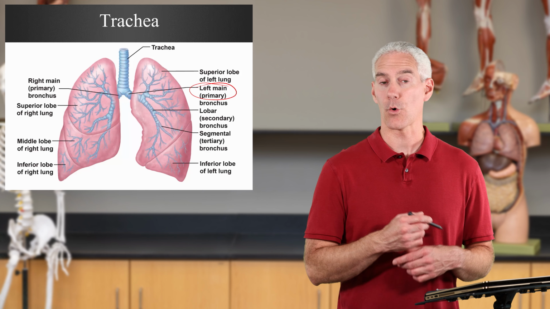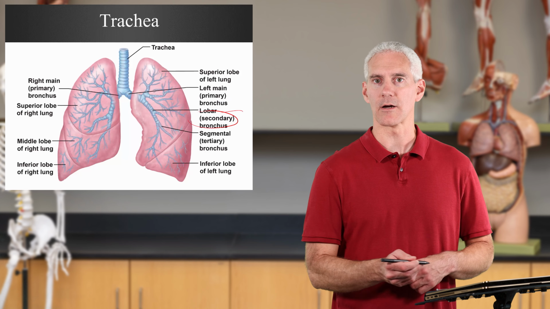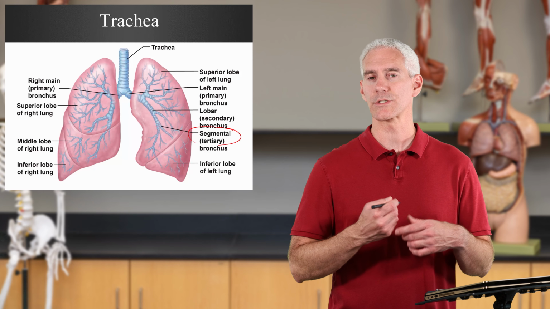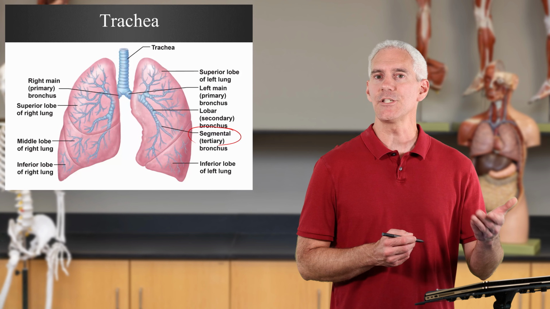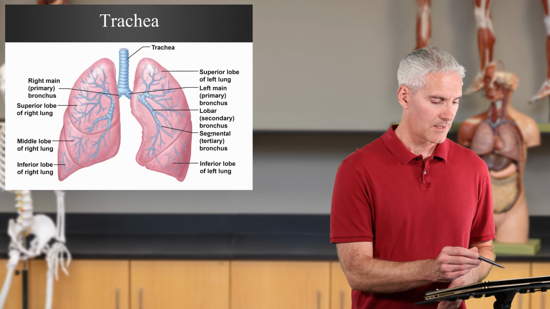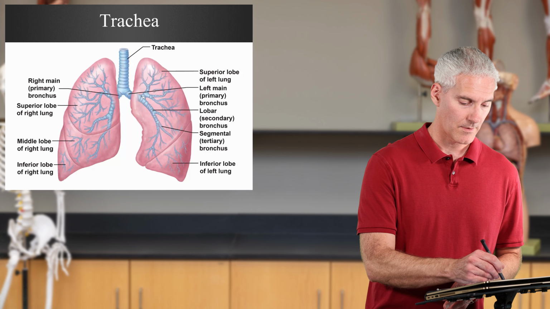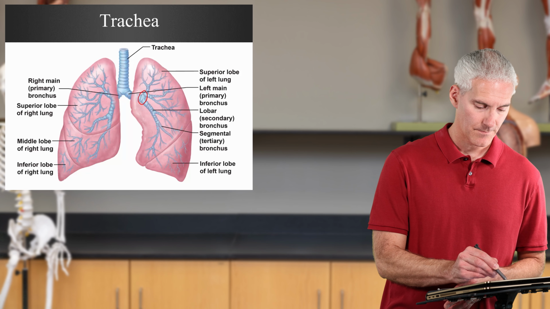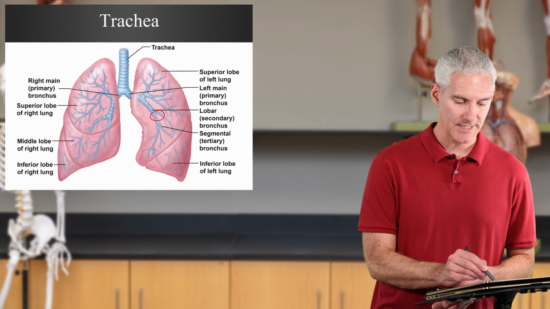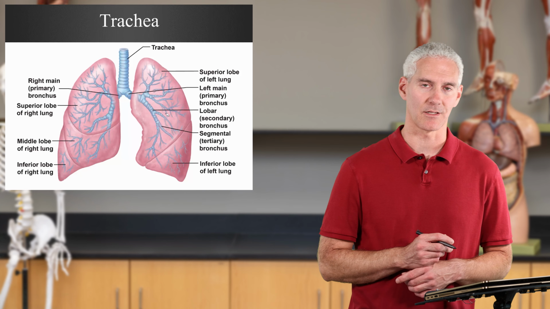From the primary or main bronchus is the first branching, to the second one, which is your lobar or your secondary bronchus, down to the next branching, which is the segmental or tertiary branching. Each time it branches, the name changes. So if you notice, this up top, that's the main or primary. The minute it branches, now it's secondary, or known as lobar. And once that branches again, the branching changes to tertiary, or known as segmental.